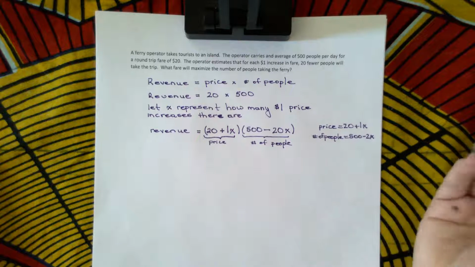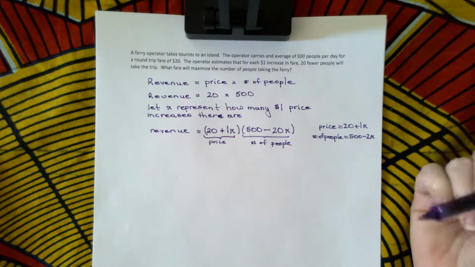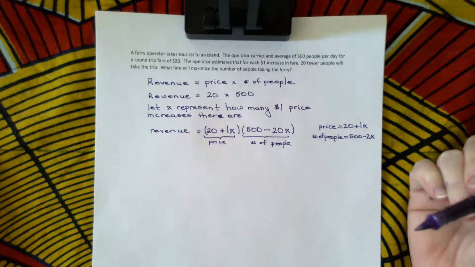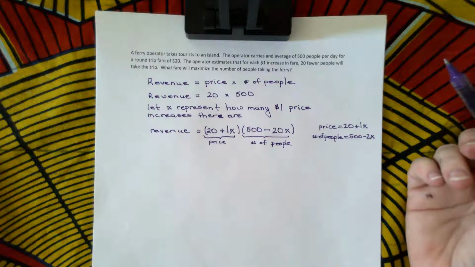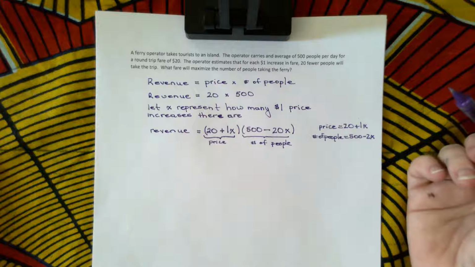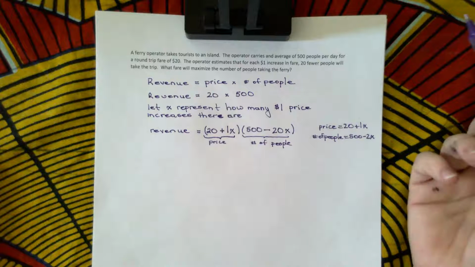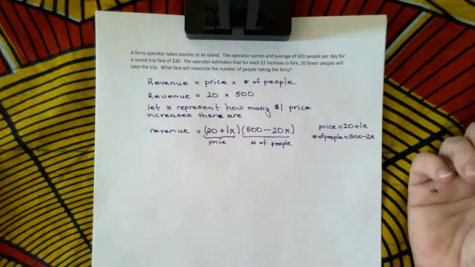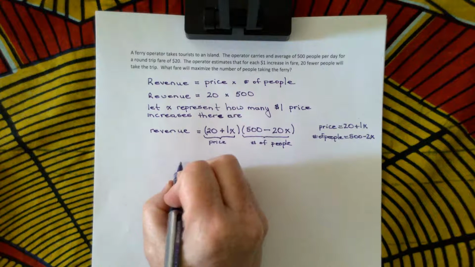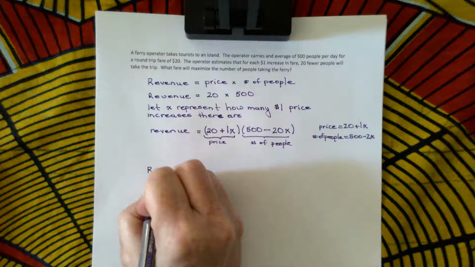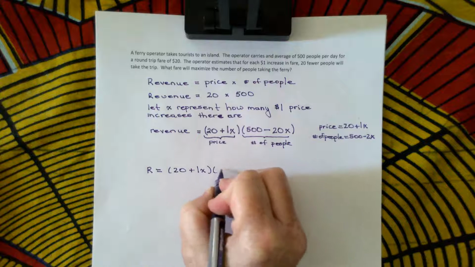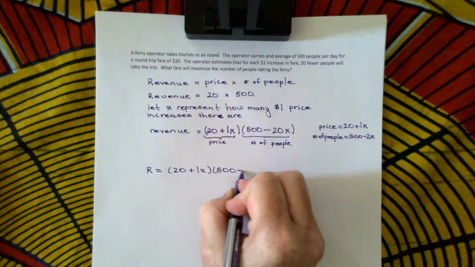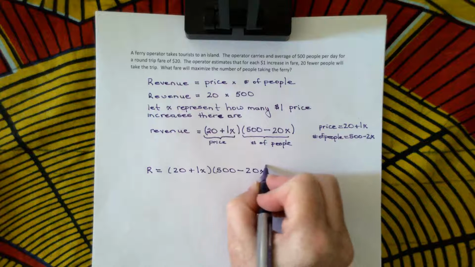So then it says what fare will maximize the number of people taking the ferry. It's asking for a maximum, so let's go ahead and complete the square. So I'm just going to rewrite this as R equals (20 plus 1x) times (500 minus 20x). And now I can go ahead and expand this.